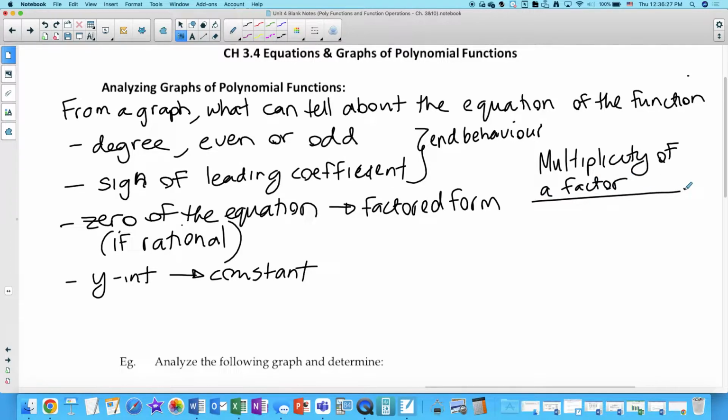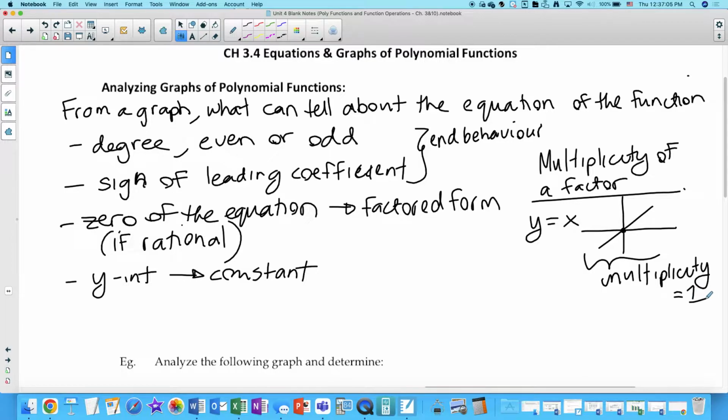Okay, so if you look at something like this, y equals x, then this has a multiplicity of 1. There's 1 factor of x. And so the 0 looks like that. It basically passes right through. It looks like it's part of the graph, part of the trend, passes right through the x-axis. This is a multiplicity of 1 because there is 1 factor of x.